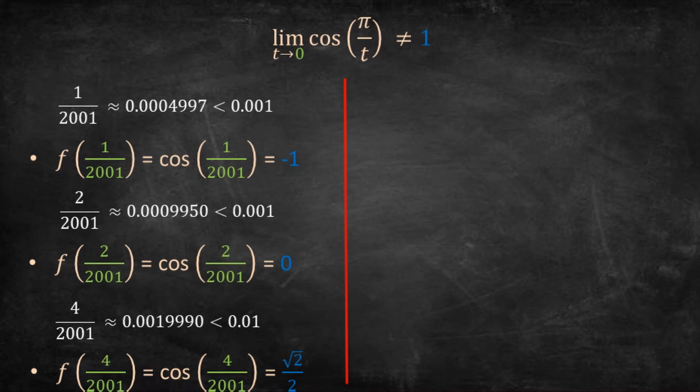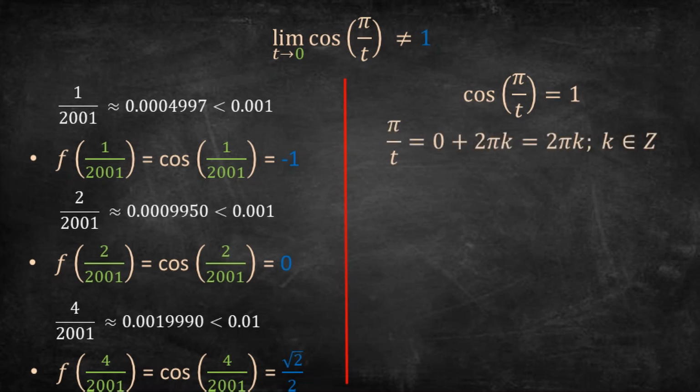To see why this is the case or what's happening here, let's solve the equation cos pi by t equals 1. We find that the argument pi by t is 2 pi k, where k is an element of the integers. In other words, scalar multiples of pi. So we can see that in selecting our table values for t, we were unfortunate enough to select values that will give us scalar multiples of pi, and hence always a function value of 1.